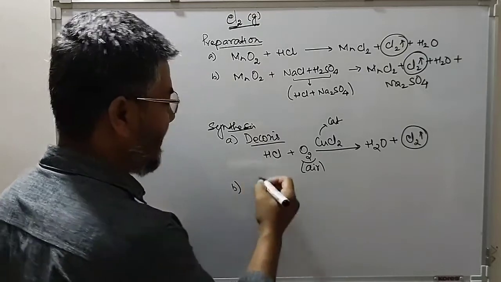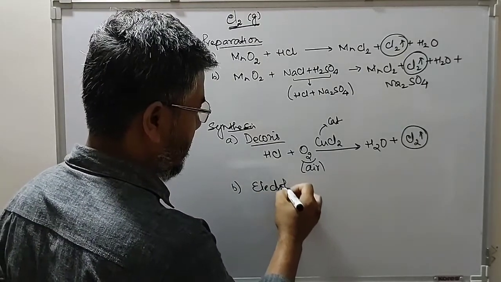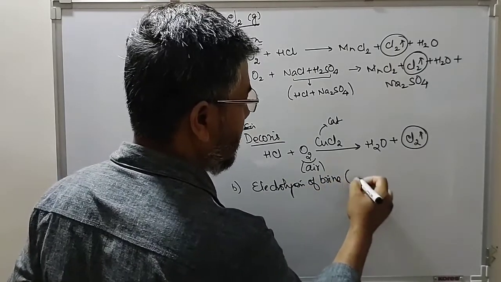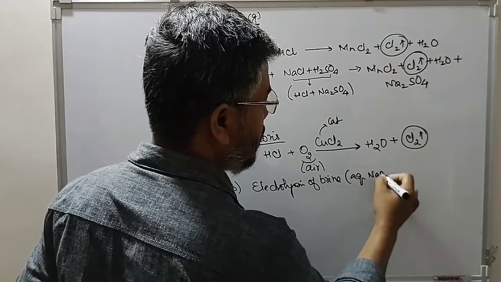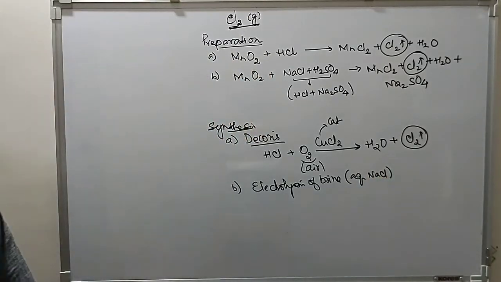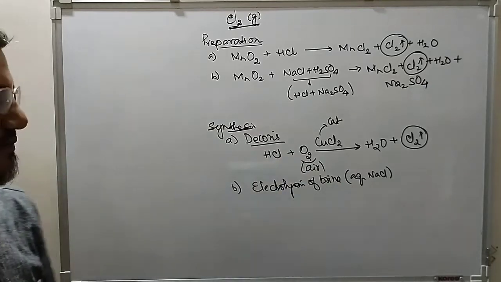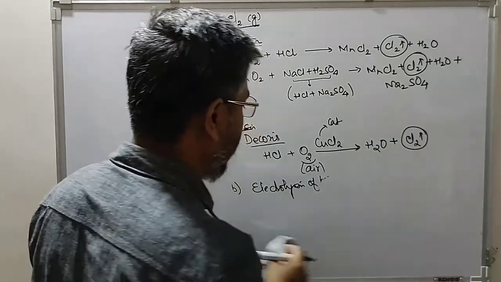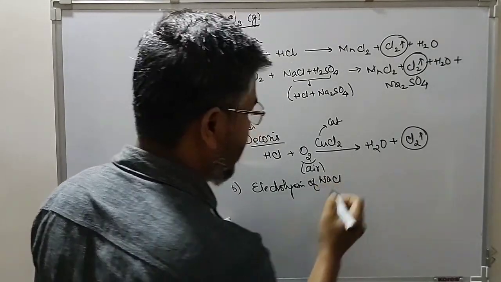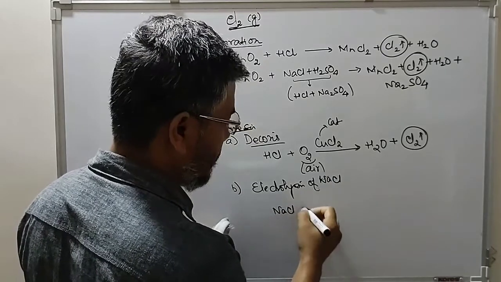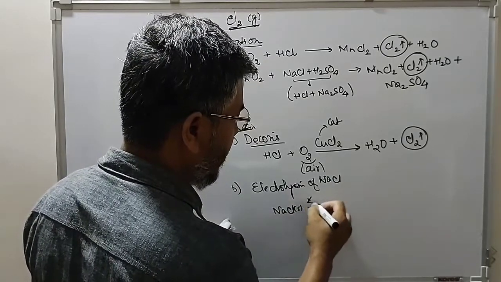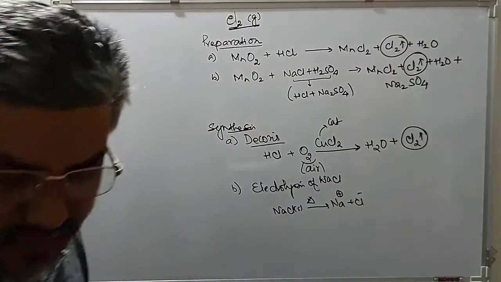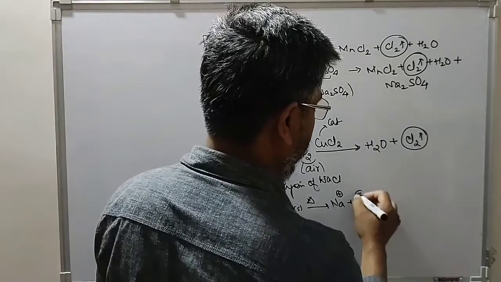Another method is electrolysis of brine solution, that means aqueous sodium chloride. Or we can take simply NaCl. So electrolysis of NaCl. Look at this, we have solid NaCl. You heat this, and at its melting point this gives you Na plus and Cl minus. Now this undergoes electrolysis.